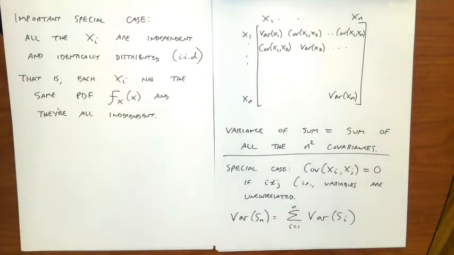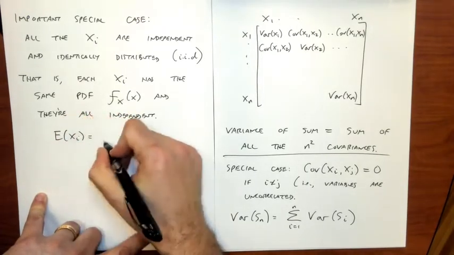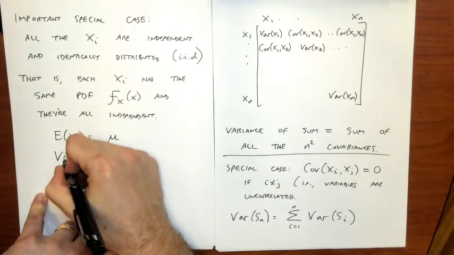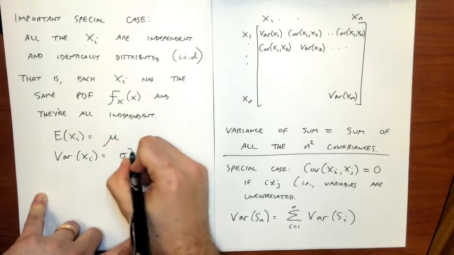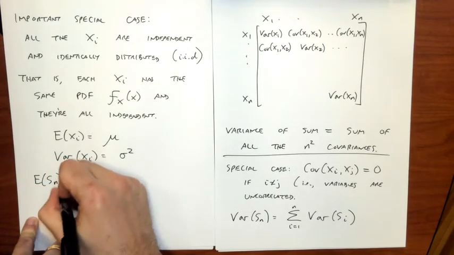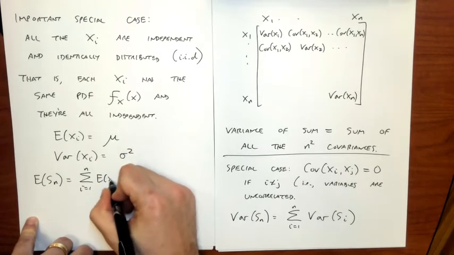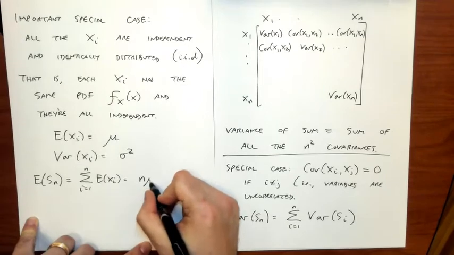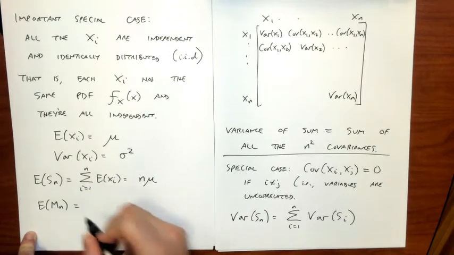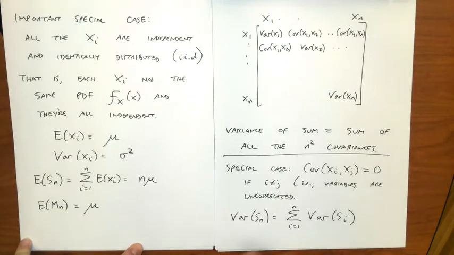Okay, so that makes life a lot easier because now I can say the expected value of each of these things is some number, mu, the mean. And that mean is the same for each of the xi's, and the variance is the same for each of the xi's. So the expected value of the sum is the sum of the expected values, which means I basically have n times the mean. The expected value of the mean of the n random variables is 1 over n times this, so I basically get the mean again, and that makes sense.